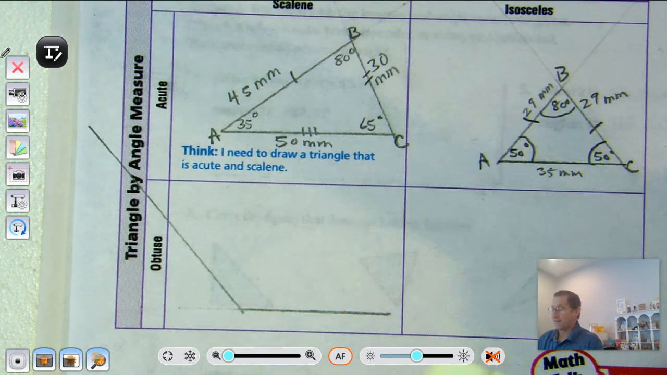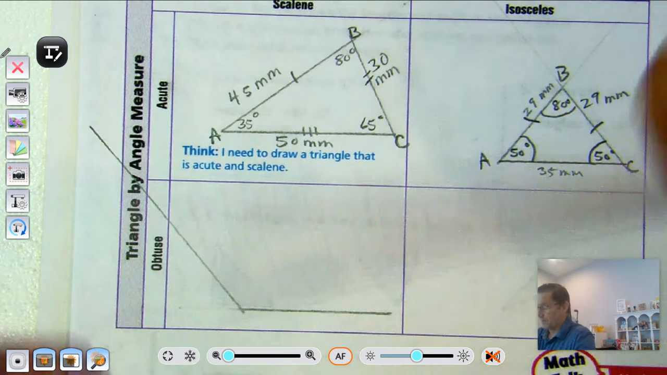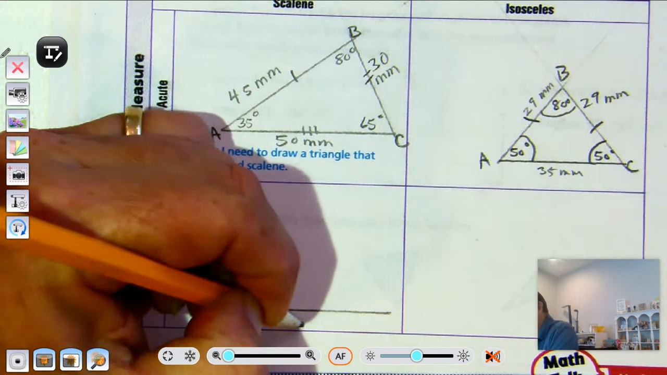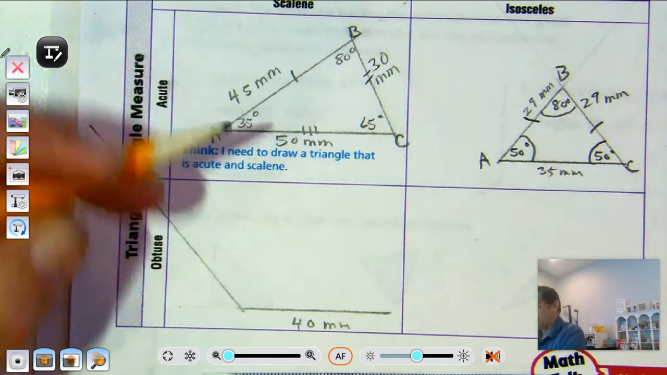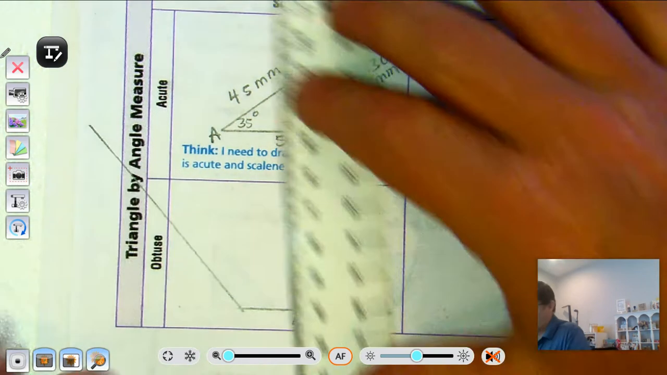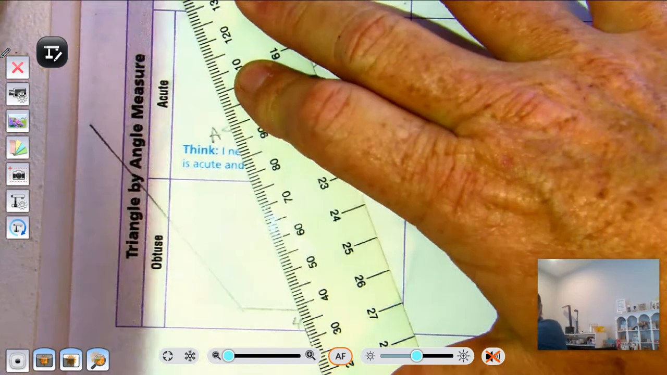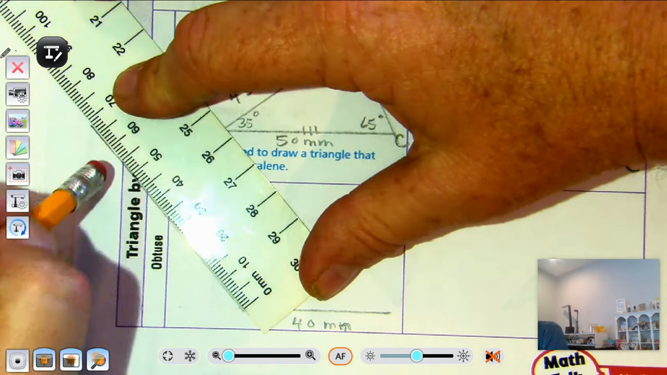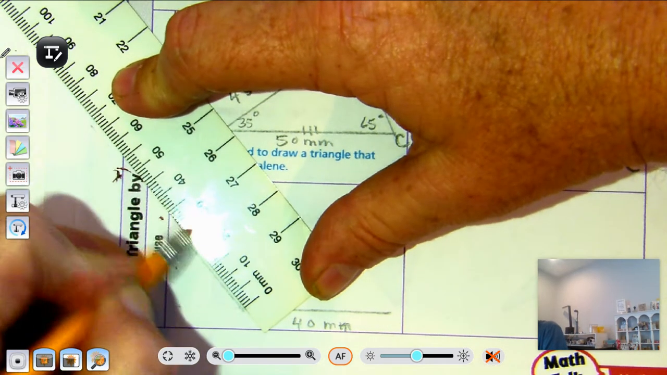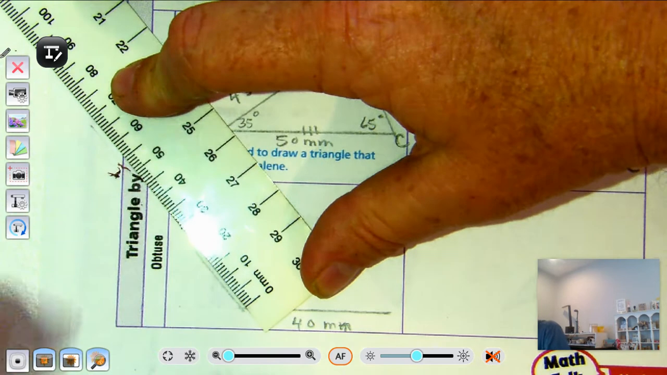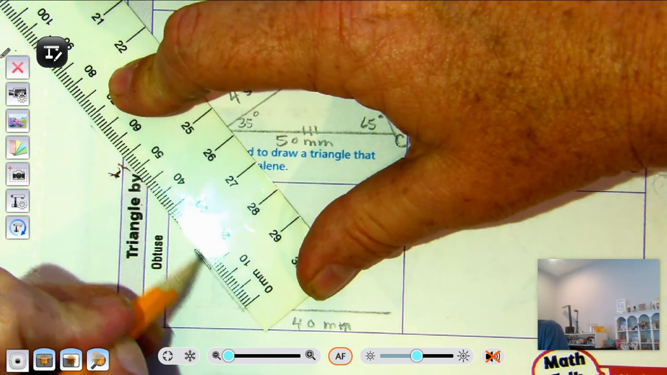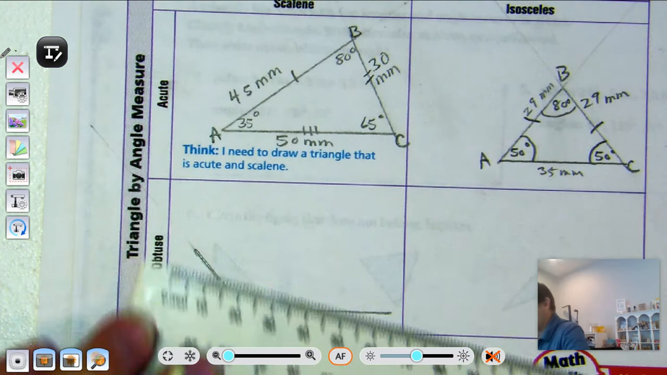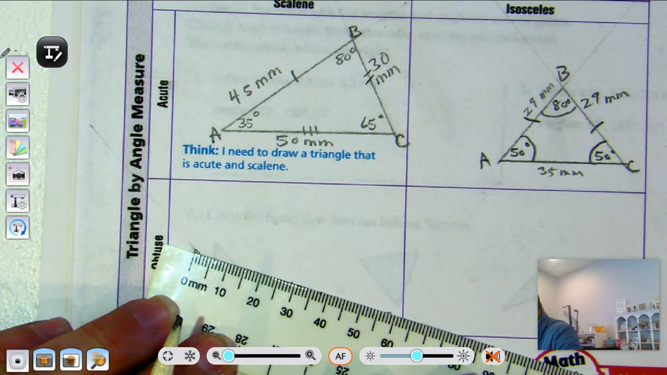Now, I know I don't want any of the sides to be equal. So right now, this one is measuring 40 millimeters. Okay. How long is this side right now? Well, I can make it just 20. I can call that 20 millimeters. And then how long would it be to connect the other side?